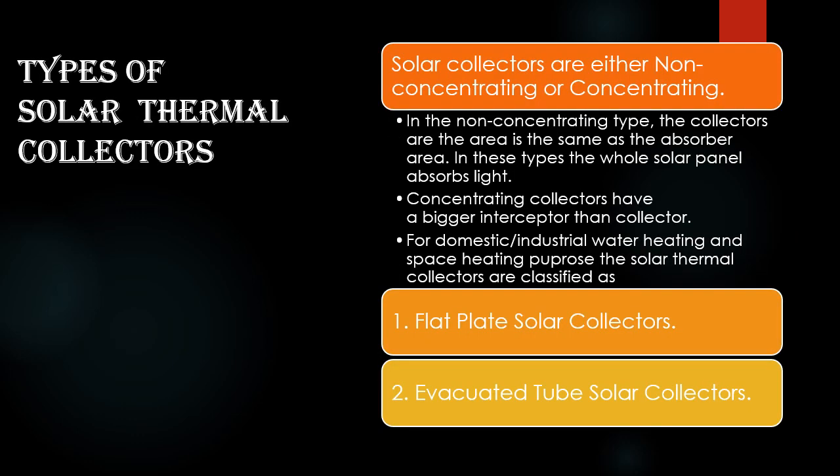So there are many types of solar thermal collectors. The solar collectors are either non-concentrating or concentrating. In the non-concentrating type, the collector area is the same as the absorber area. In these types, the whole solar panel absorbs light. Concentrating collectors have a bigger intercepting area than the absorber area. For domestic or industrial water heating and space heating purposes, the solar thermal collectors are classified as flat plate collectors and evacuated tube solar collectors. So these are the two types of collectors classified for domestic use as well as industrial water heating and space heating purposes. So let's move on to the next slide.